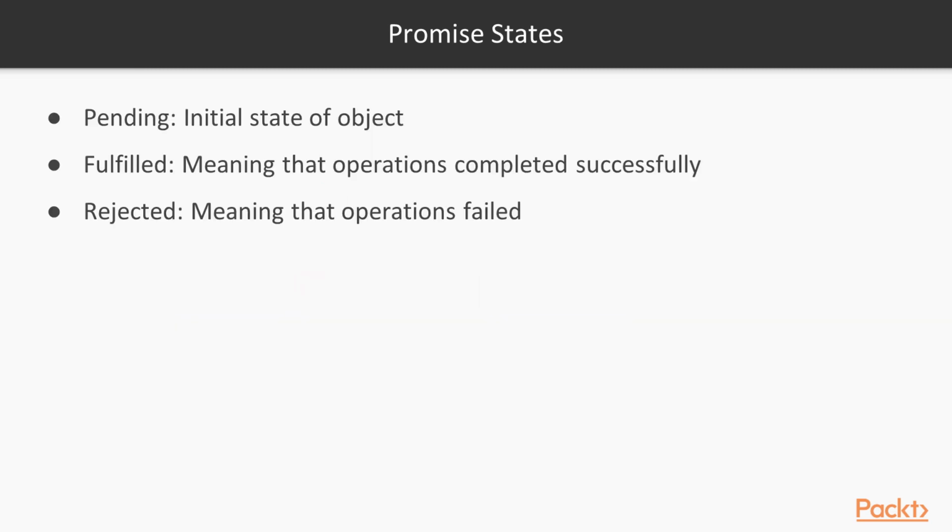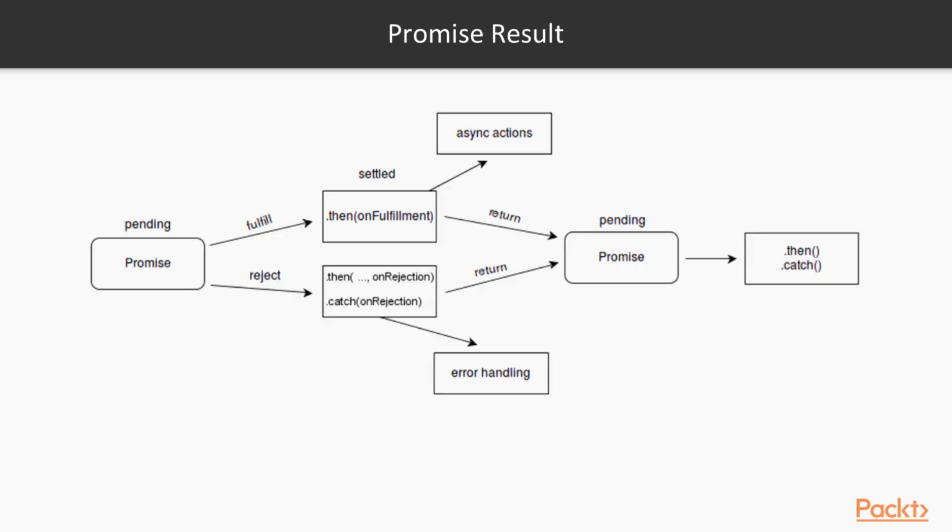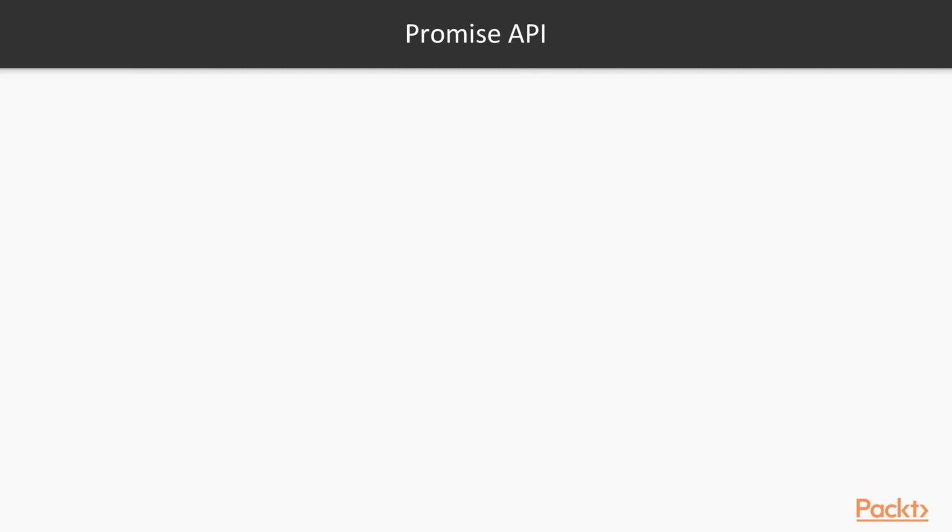A promise can have one of the following states: pending, meaning the initial state of the object; fulfilled, meaning that the operation completed successfully; or rejected, meaning that the operation has failed. A pending promise can either be fulfilled or rejected, no other options. The associated handlers to these events can be implemented by using the then or catch methods of the promise. The promise object has several useful methods associated with it.